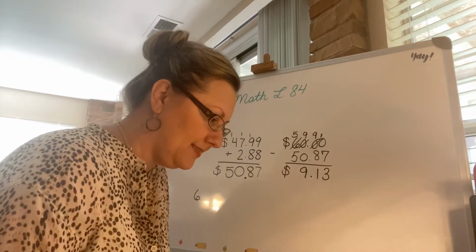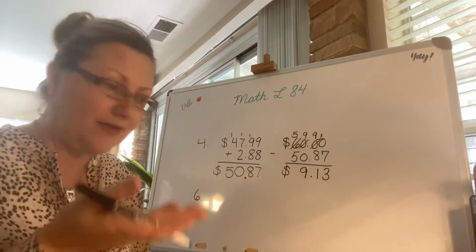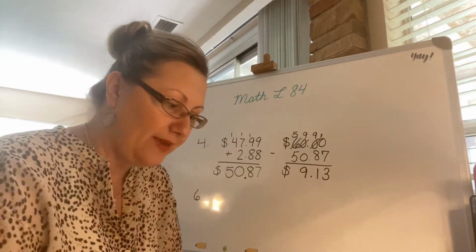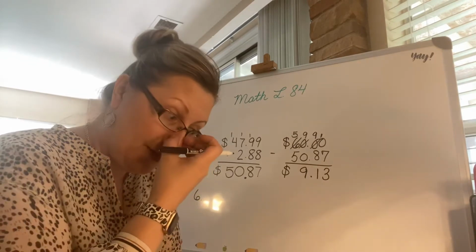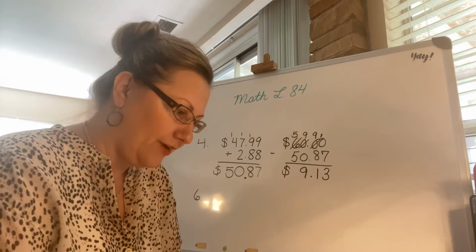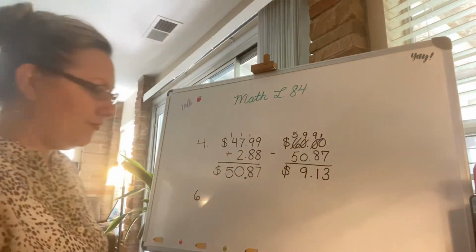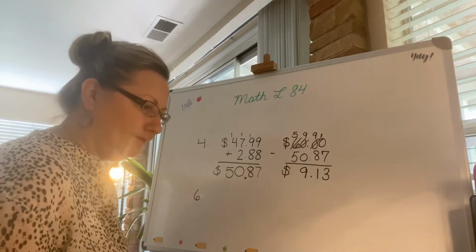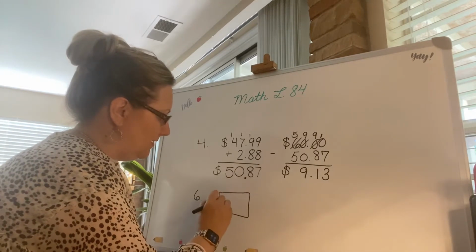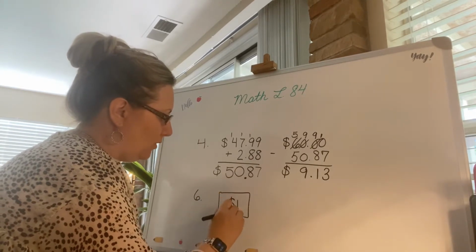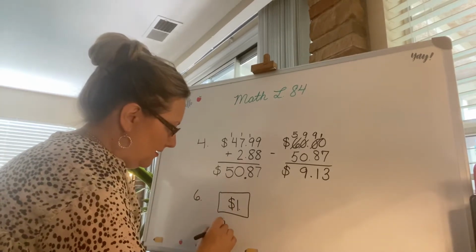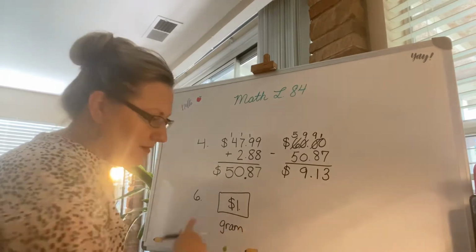Number 6 says, the mass of a dollar bill is about 1 gram. So use this information to estimate the number of dollar bills it would take to equal 1 kilogram. So we remember that, let me just draw, let's see if I could draw a $1 bill.